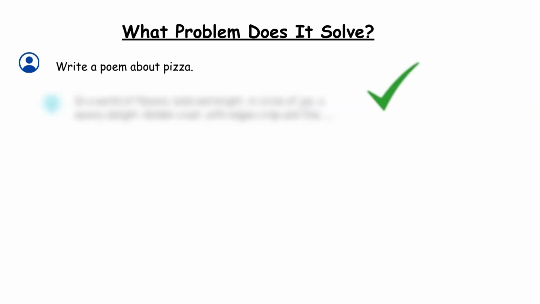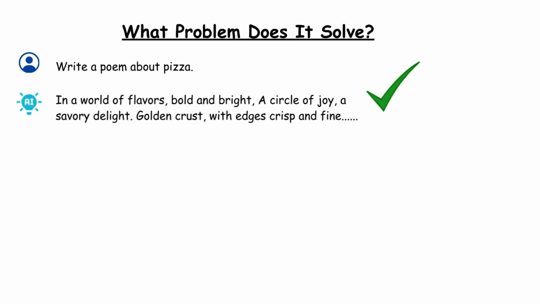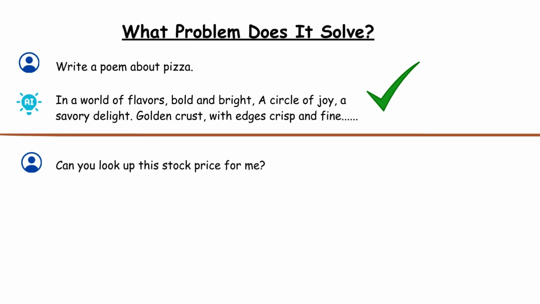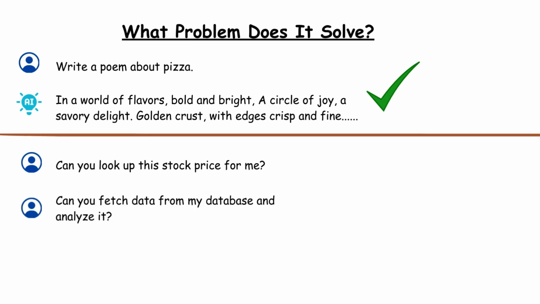Now, what problem does LangChain actually solve? Let's go back a bit and ask a bigger question. Let's say you go to the ChatGPT website and type, write a poem about pizza. It will reply with something really creative, right? Or what if you ask, what was the last article I asked you to summarize yesterday? Or, can you look up the stock price for me? Or something like, can you fetch data from my database and analyze it? None of those things are easy or even possible out of the box.